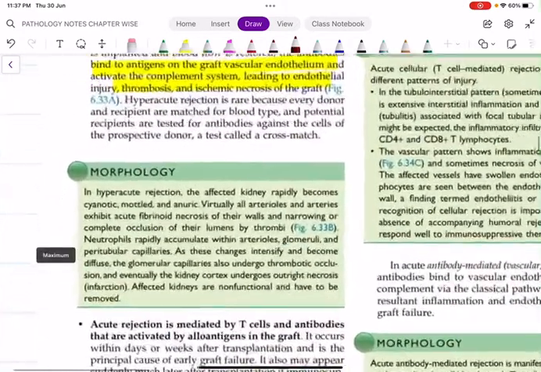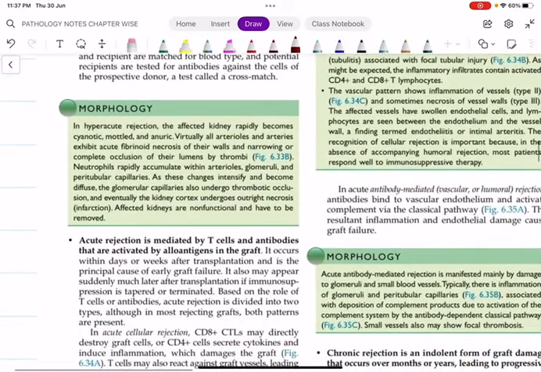Once again, let us go through the morphology. Morphology is very, very important. Remember, mainly the kidney undergoes rejection. The affected kidney becomes rapidly cyanotic, mottled, and anuric. Anuric means it won't be able to produce urine. There will be fibrinoid necrosis. Whenever there is antigen antibody complex deposition in the blood vessel wall, the type of necrosis is definitely fibrinoid necrosis. Then there will be accumulation of neutrophils within the arterioles, glomerulus, and peritubular capillaries. Finally, the kidney may undergo infarction, and it will be non-functional. It has to be removed. This is hyperacute rejection.